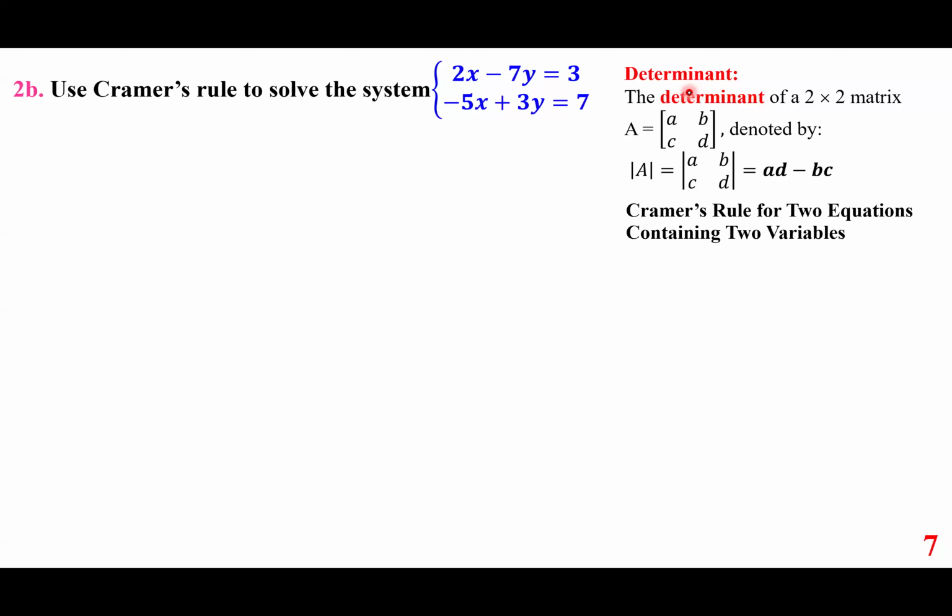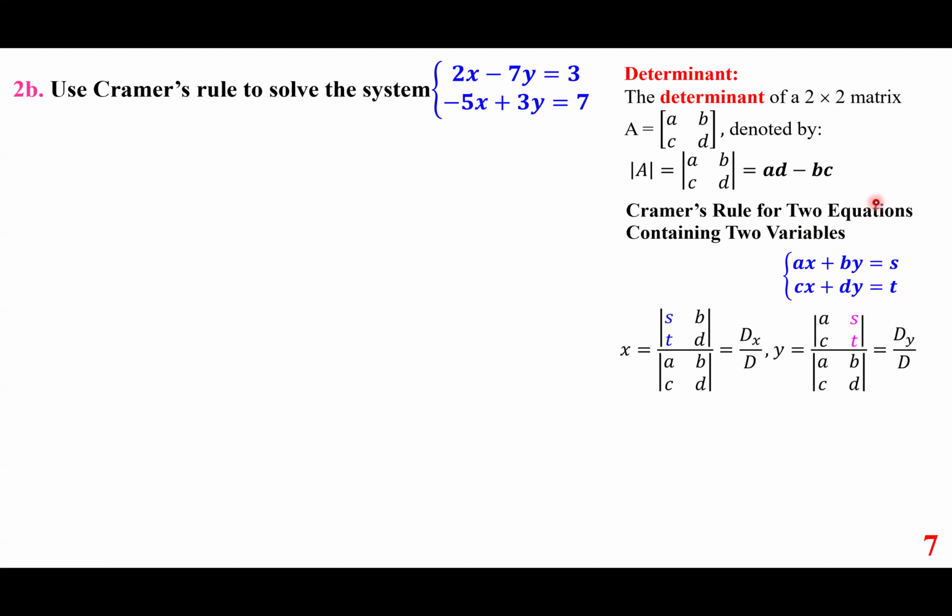So according to Cramer's rule, when we have two equations, two unknowns, the x and the y, they use the denominator, which is the determinant of the coefficient matrix a, b, c, d. And for the x, they change the x coefficients a and c into s and t. For the y, they change the y to s and t.